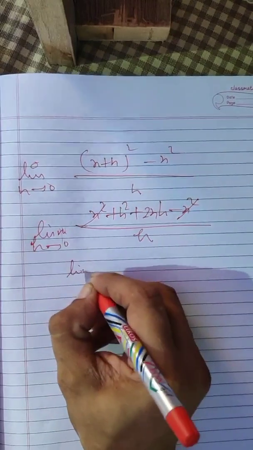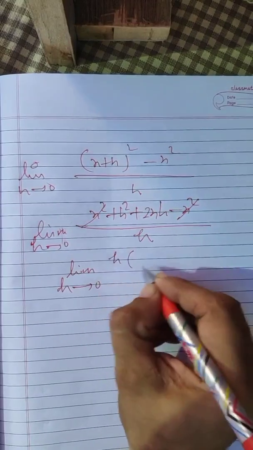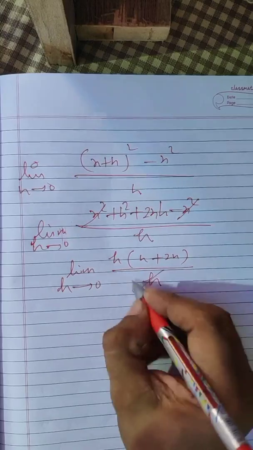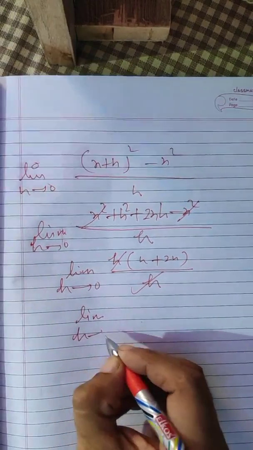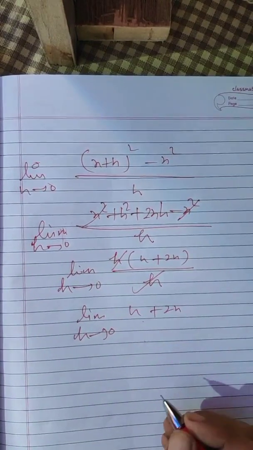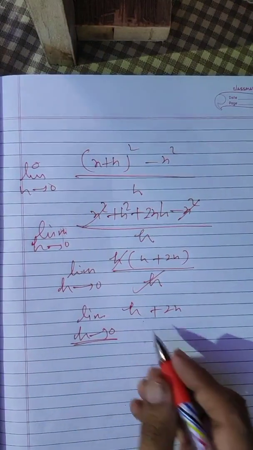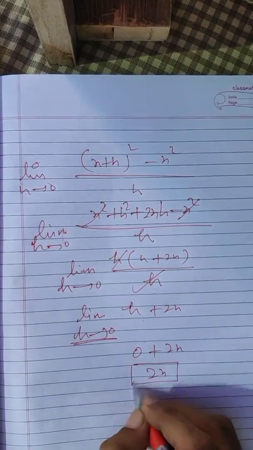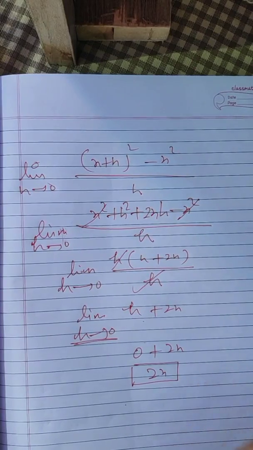Now limit h tends to 0, take h as common, and then we have h plus 2x over here divided by this h, and h gets finished. Limit h tends to 0, h plus 2x. Now we can put the value of h in this equation, and 0 plus 2x, the final answer is 2x, and that is the differentiation of x square.